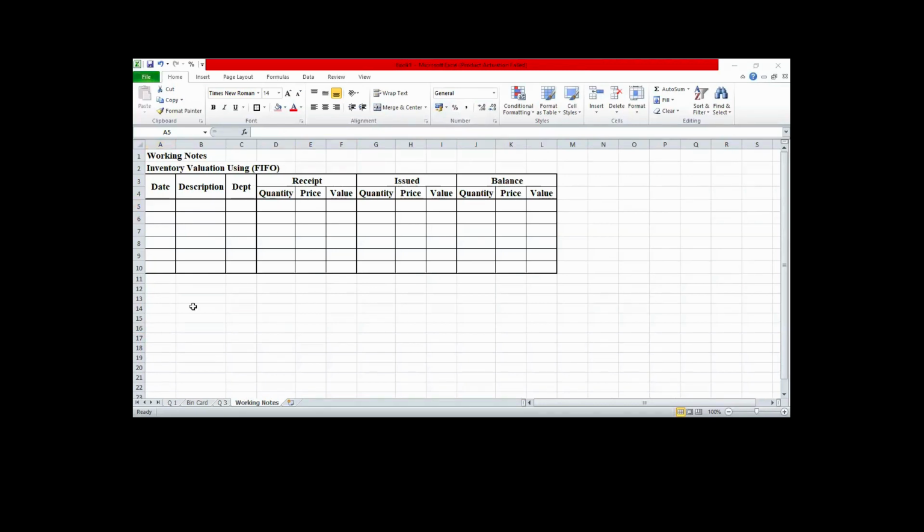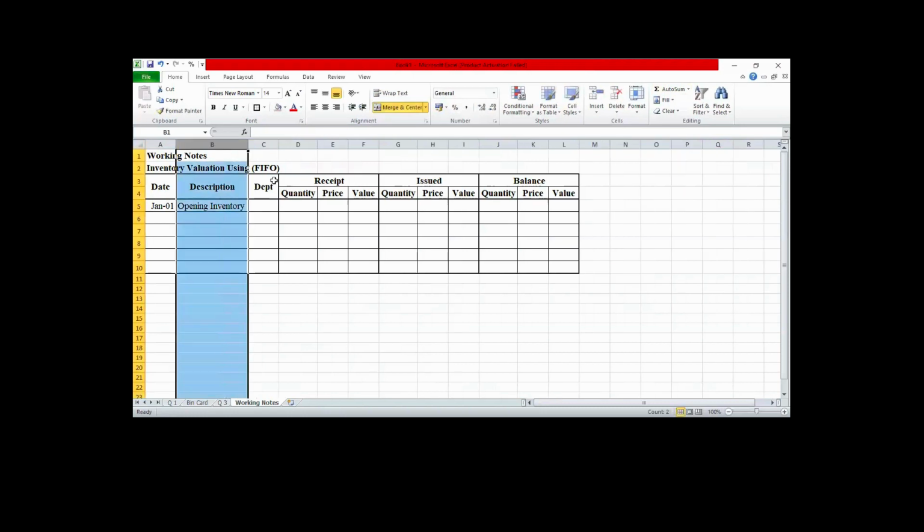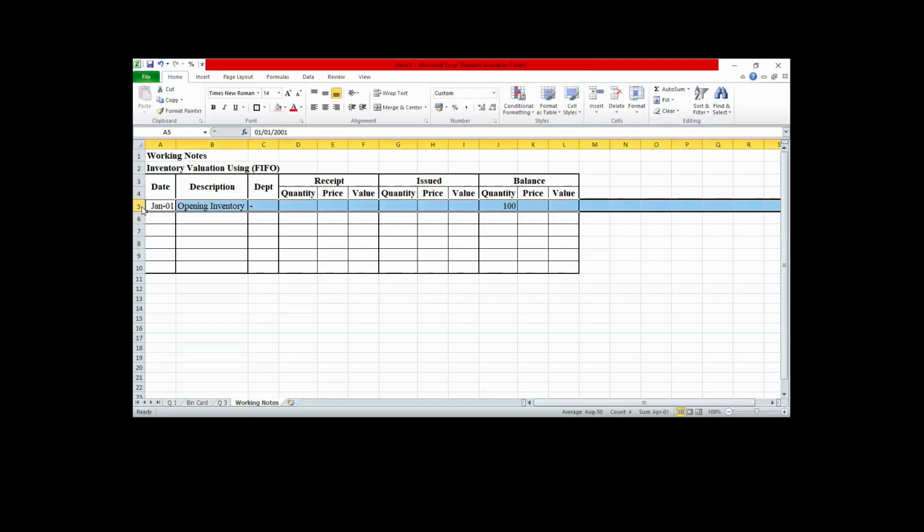On January, we have our opening inventory to be 100 units. On 1st of January, opening inventory. What is our quantity? It is not what we received, but what we have in the store. It's going to be on that balance. How many units? 100 units.